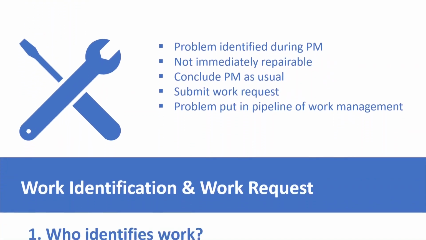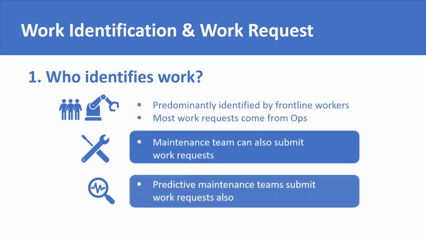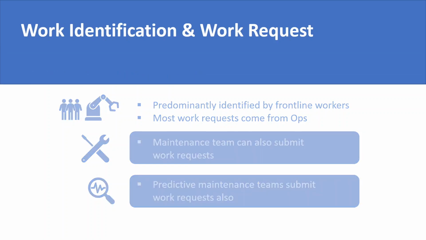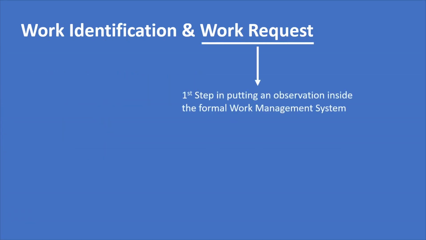In short, work is identified mostly by the operations team, but that is not a rule. Other stakeholders like predictive and preventive maintenance teams can also submit work requests. Work requests are the very first step in putting an observation inside the formal maintenance work management system. This marks the completion of work identification and work request. In the next lecture, we will look at what happens when a work request is submitted.